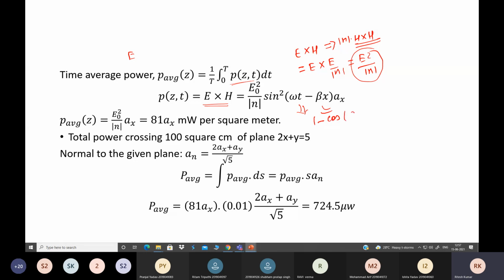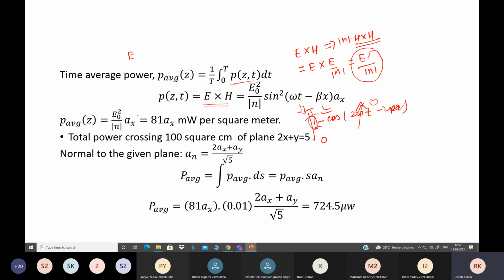So 1 minus cos(2ωt − 2βx). And when you perform the integration from 0 to t, this term will be 0. So only this first term will be left. Therefore, we have written here E0 squared divided by 2η.